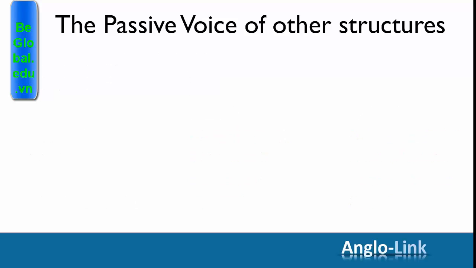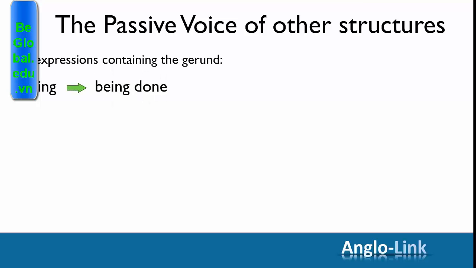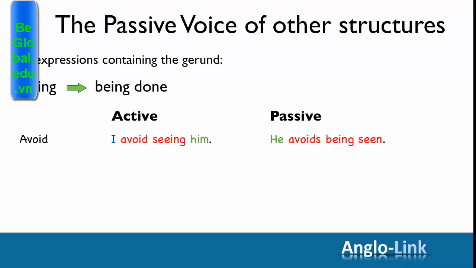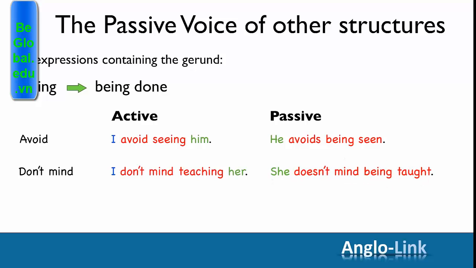And the final structure, in expressions containing the gerund, doing, the passive voice is with being done. Let's look at a couple of examples. Avoid. I avoid seeing him. The passive form would be he avoids being seen. Or, with the expression I don't mind, in the active form, I don't mind teaching her. In the passive form, she doesn't mind being taught.